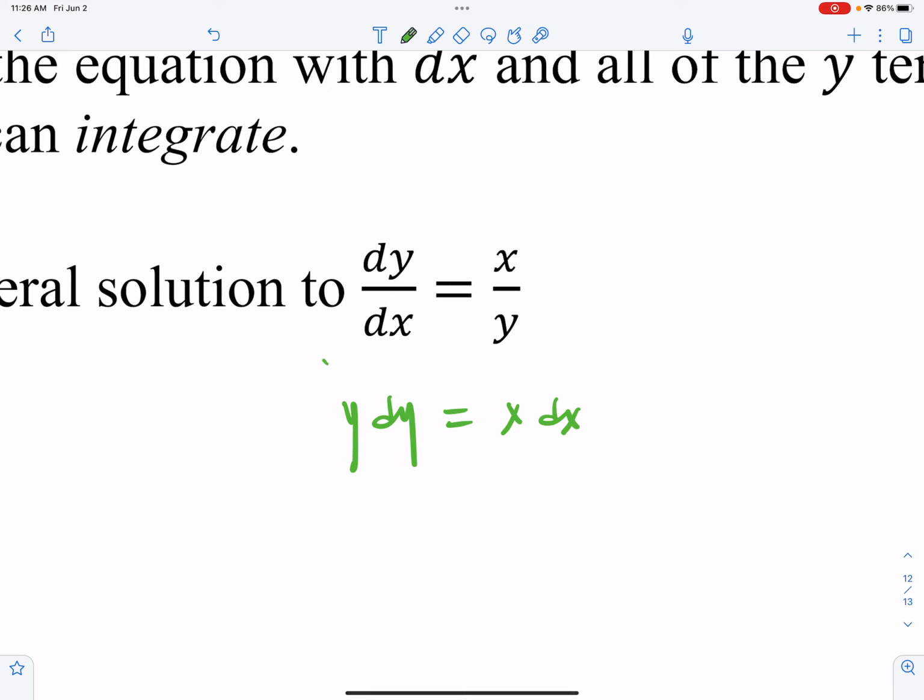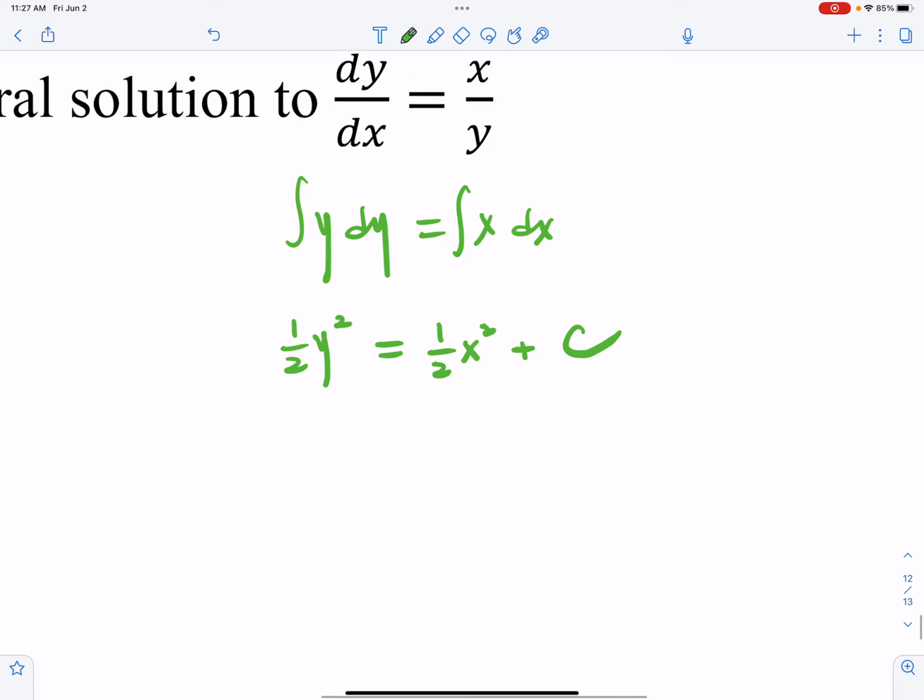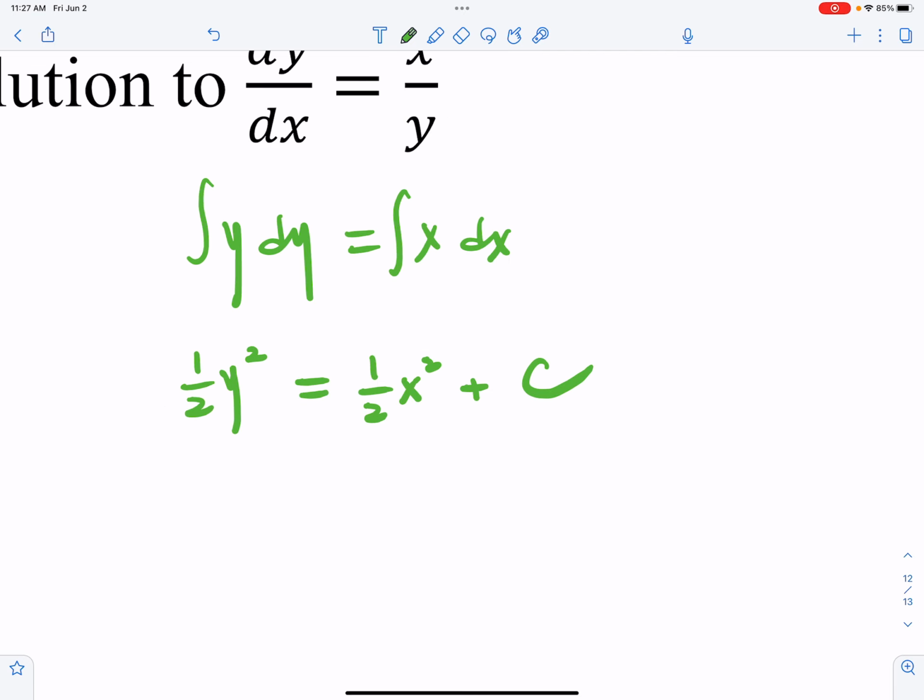We can now think about integrating. Those are yucky integral symbols. We can now think about integrating each side of the equation here. When we integrate the left-hand side, that would be 1/2 y squared with respect to y. And you could think about a plus c, but we're going to do the plus c on the other side. You don't need to have plus c on both sides. And then 1/2 x squared plus c on the right-hand side when you integrate with respect to x.